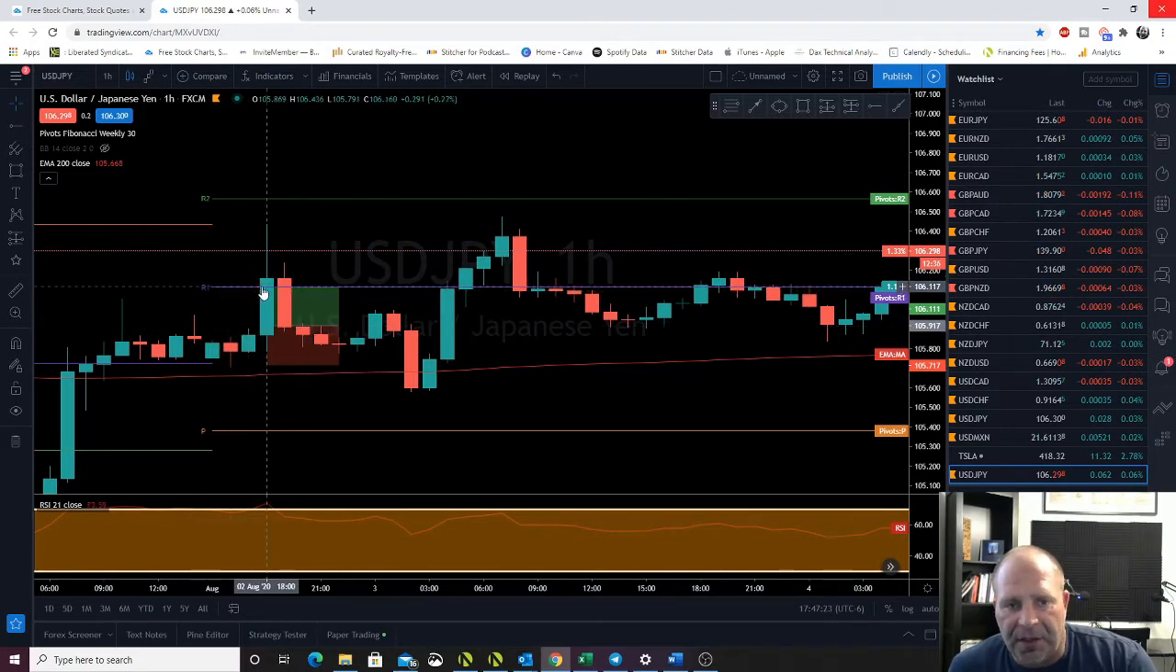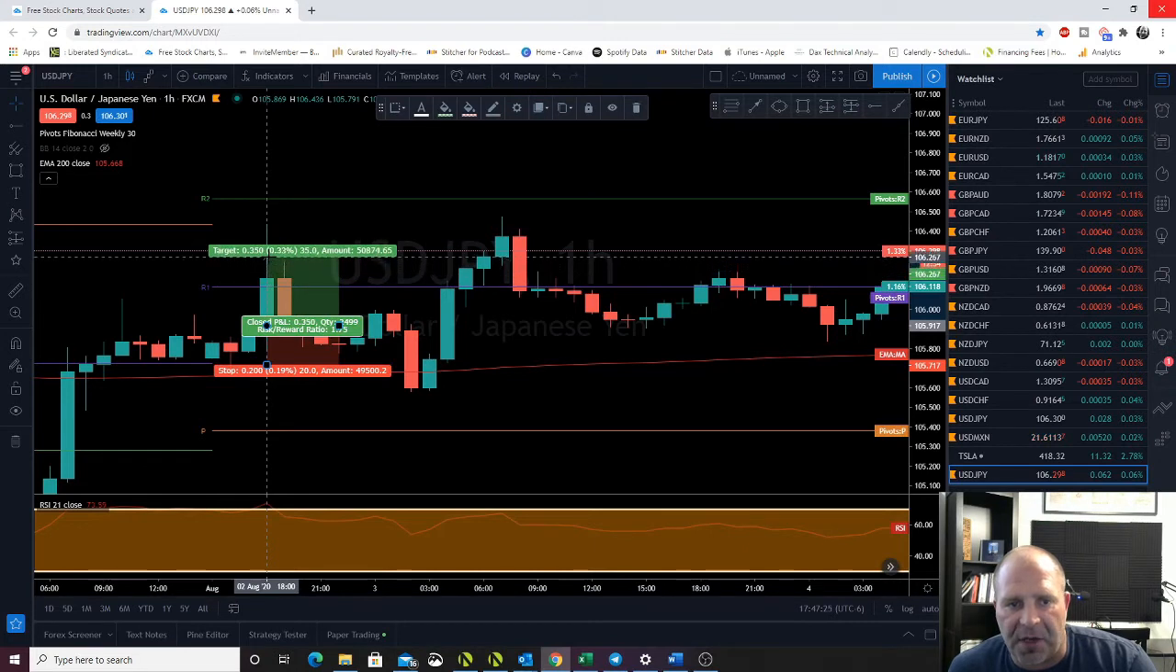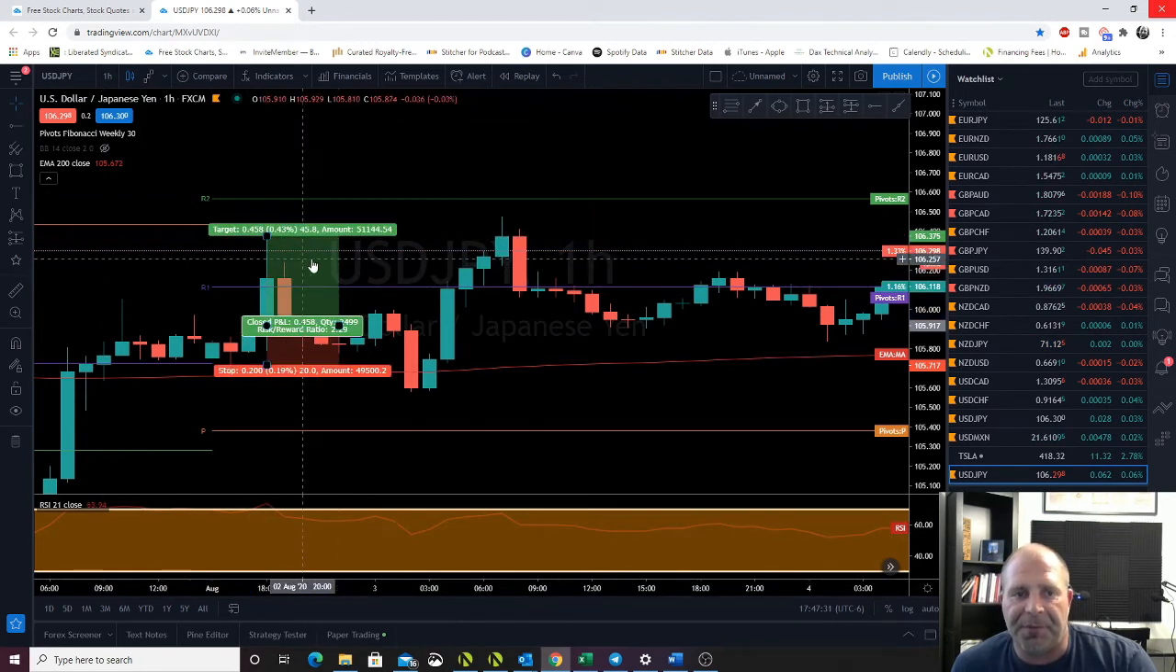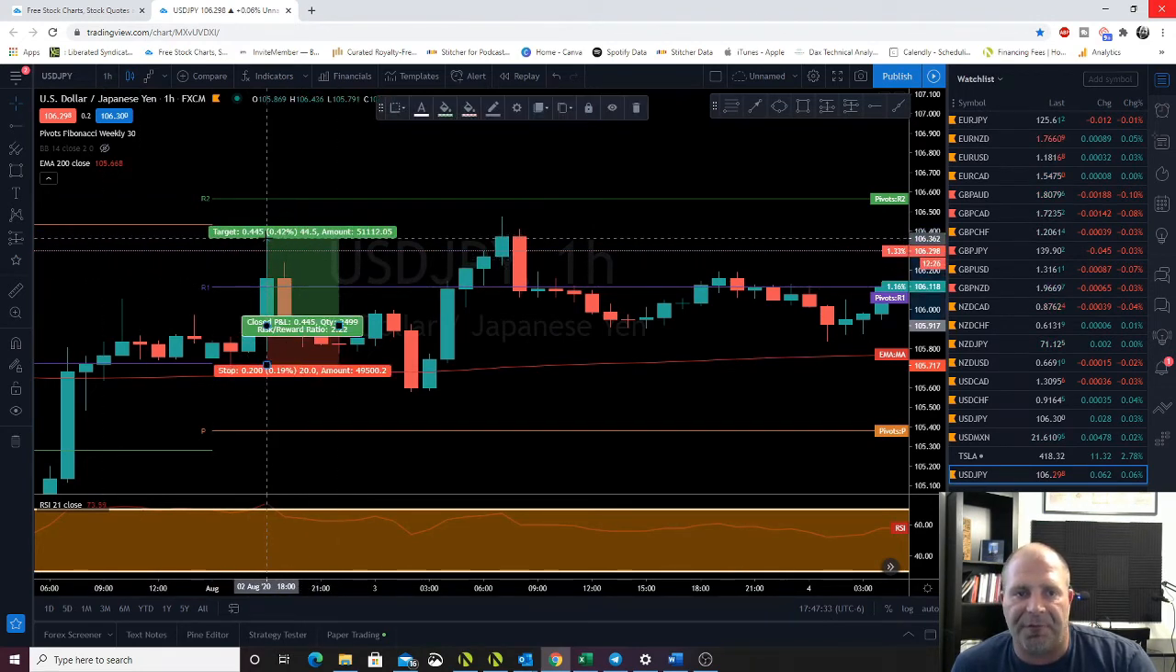Basically, I follow these candles on a smaller time frame up, which would have gotten you up here, and maybe you didn't catch it at the top. And that would have been a 50 pip or so. Let's just call it a 40 pip win, right?